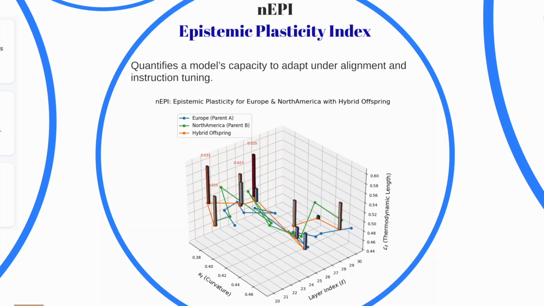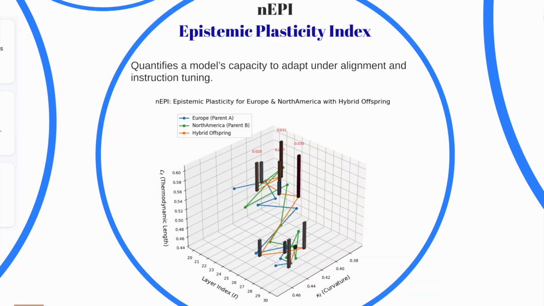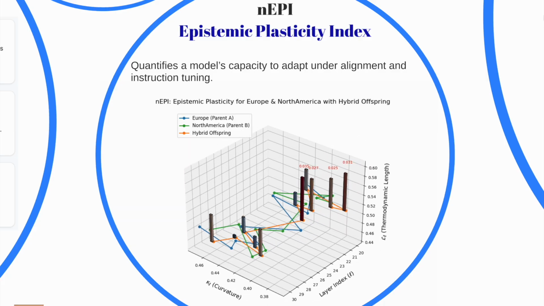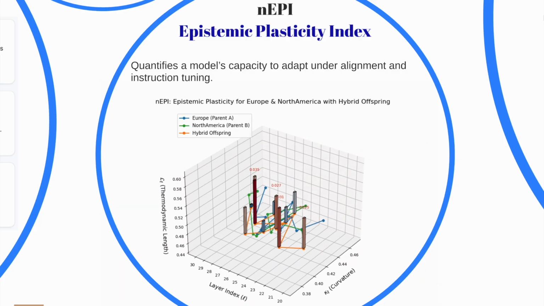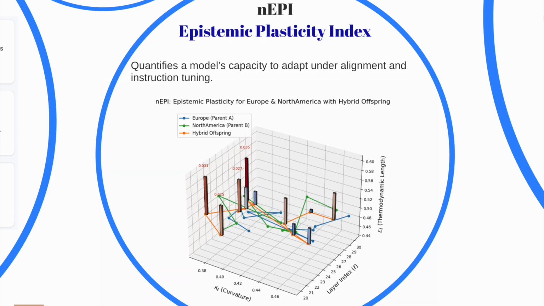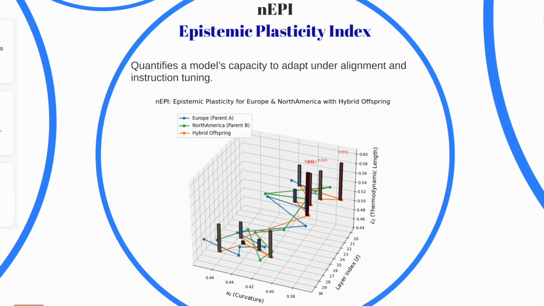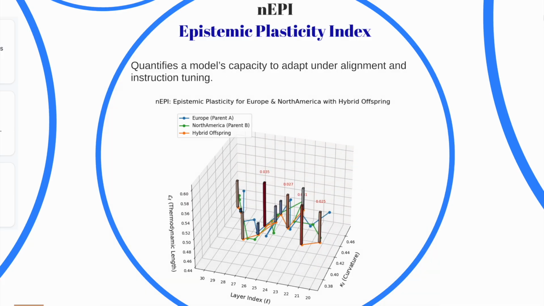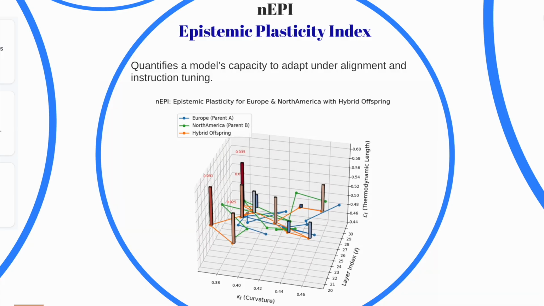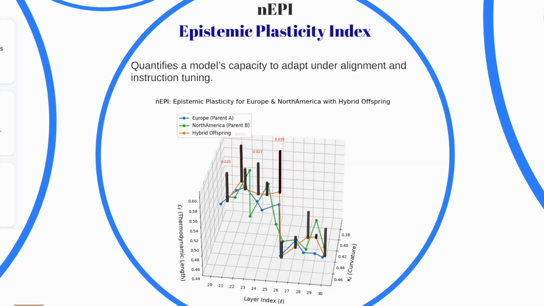Trajectories: blue for Europe, parent A, green for North America, parent B, orange for the hybrid offspring. Upright bars: the NEPI magnitude at that layer. Taller bar means greater capacity to update. Red numeric labels mark especially high spikes. What stands out in this example? Europe plus North America with hybrid offspring.